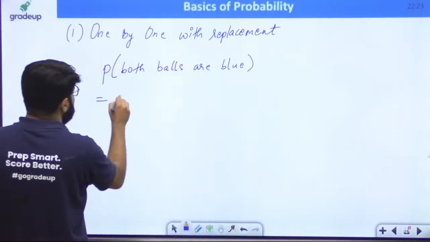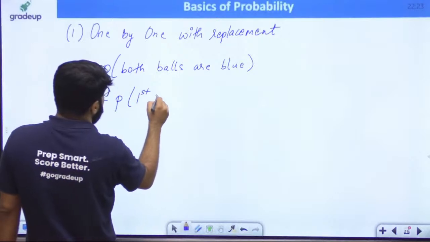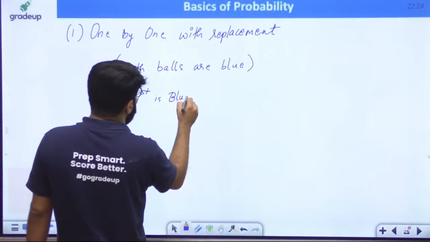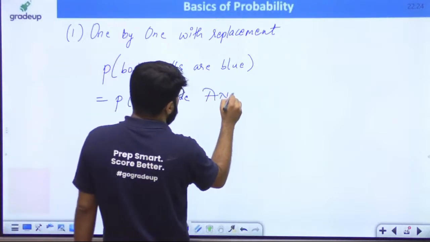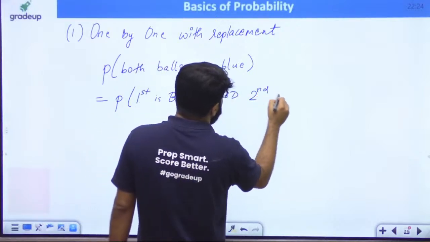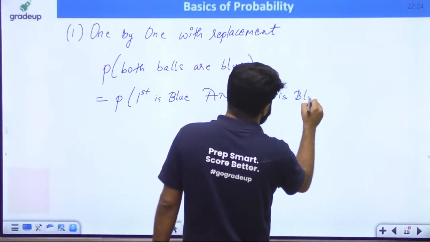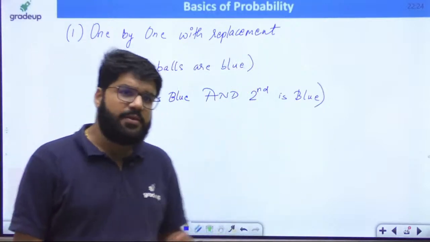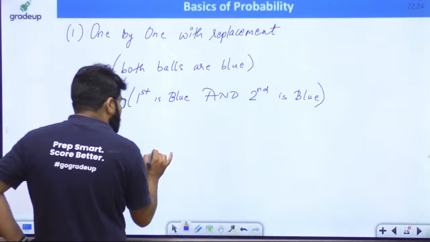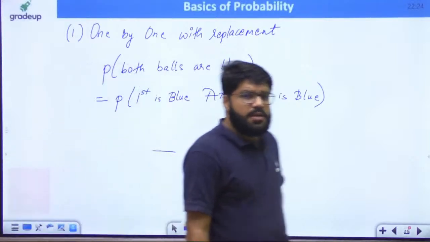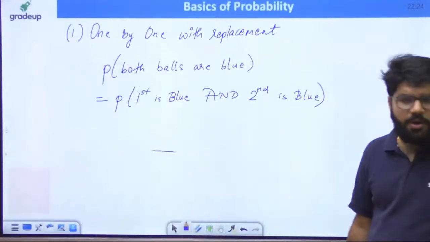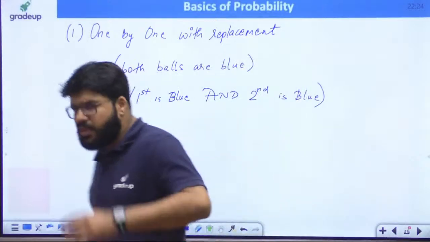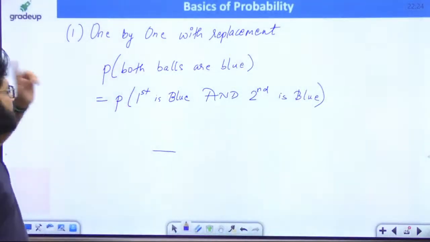It simply means that the probability that the first is blue. Both blue means first is blue and also the second is blue. But how are you drawing the balls? One by one with replacement. Now everybody come to the calculation part. What is the probability that the first ball is blue?